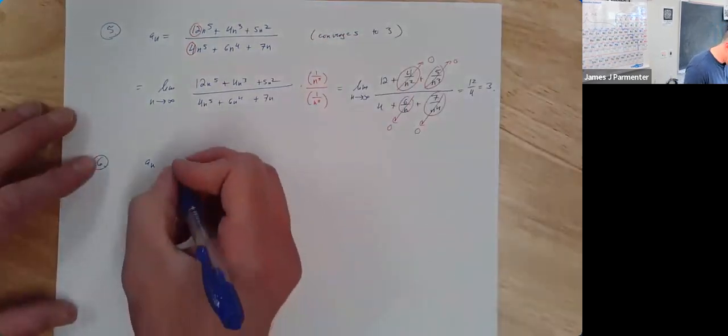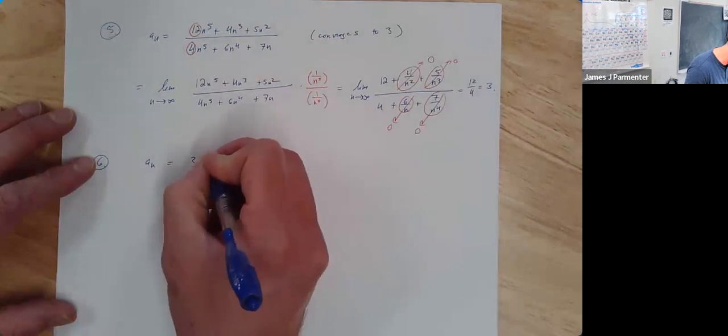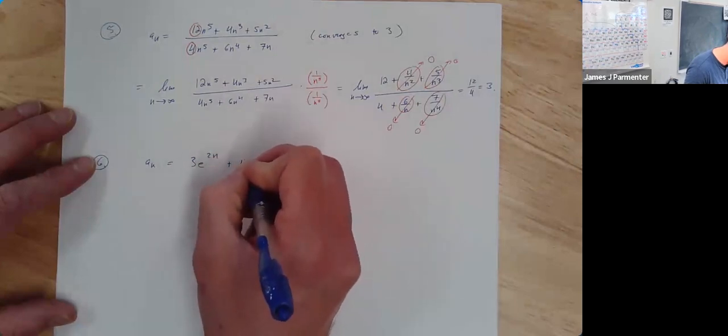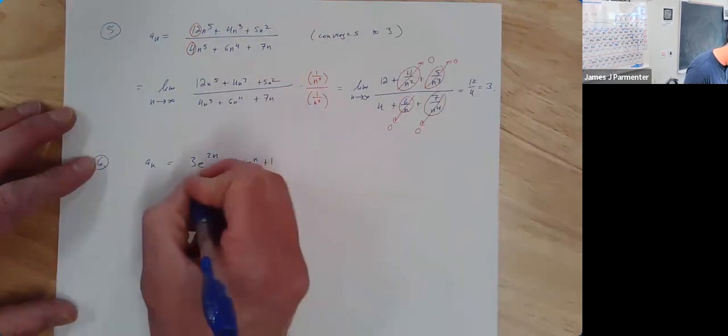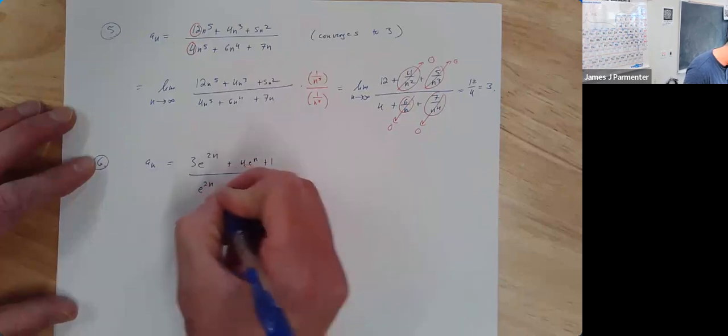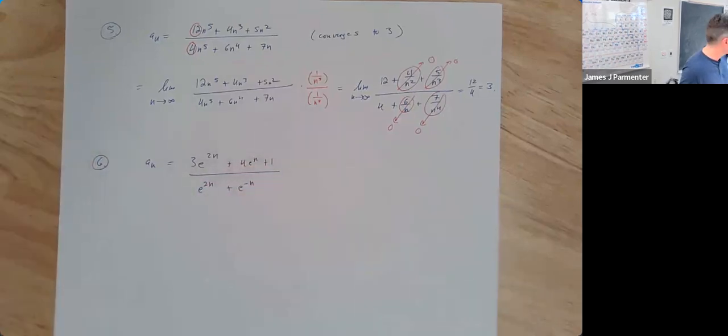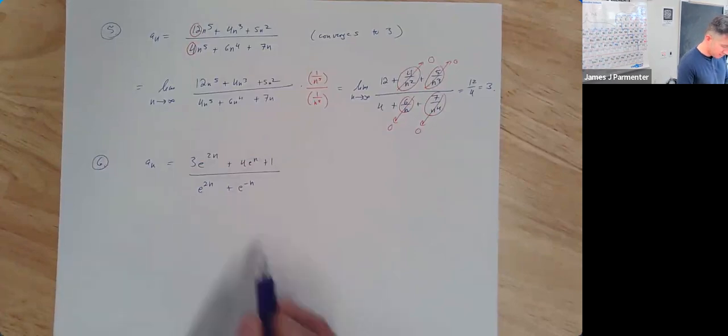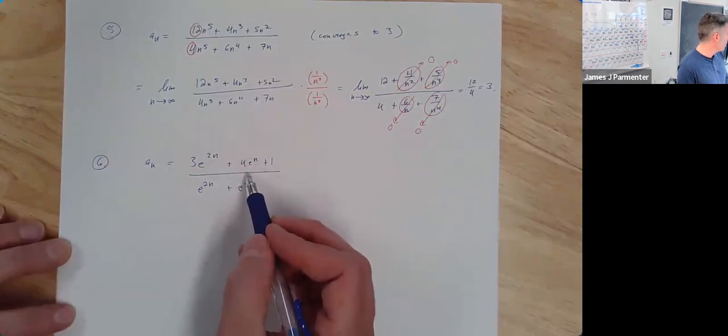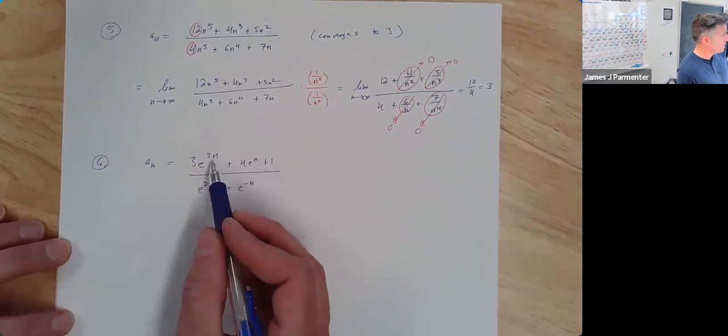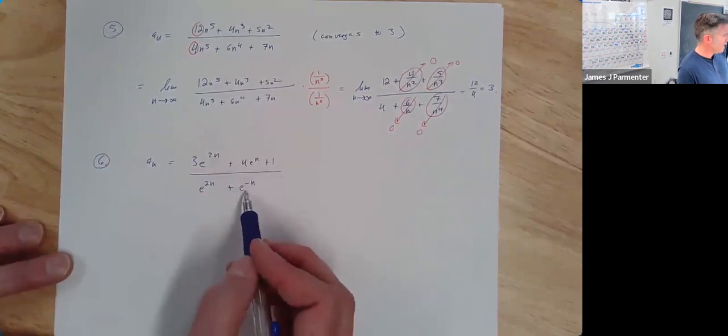Or let's look at a_n equal to (3e^(2n) + 4e^n + 1) over (e^(2n) + e^(-n)). Ooh, there's a bunch of things that are getting big as n gets big. As n gets really, really large, e^n, e to the infinity, is infinity. e to the 2 times infinity is also infinity. Ooh, what's e to the negative infinity?